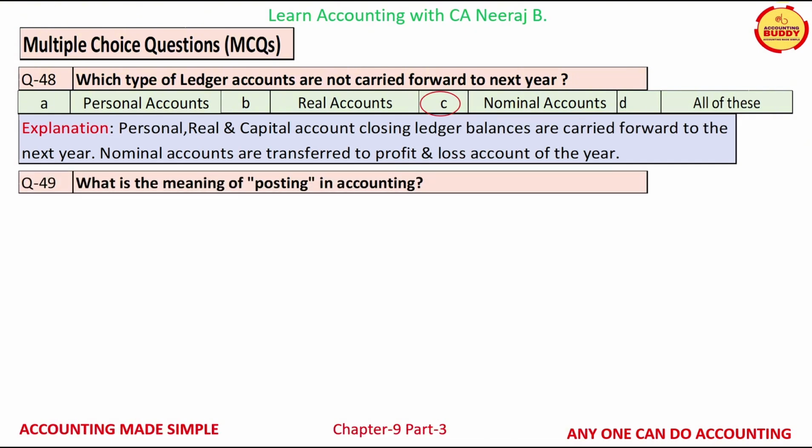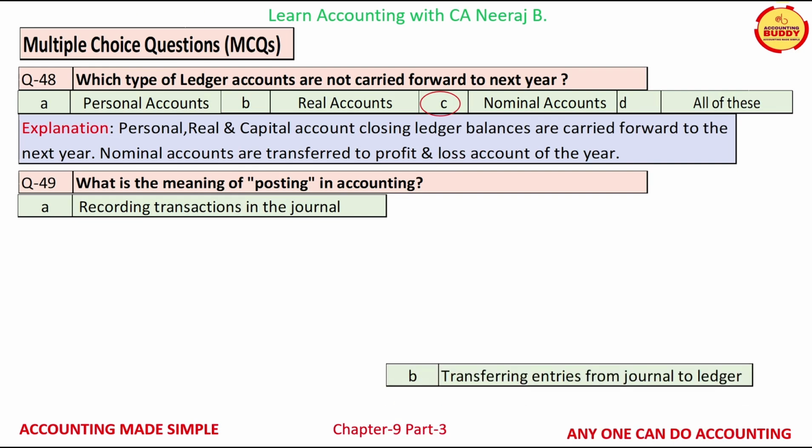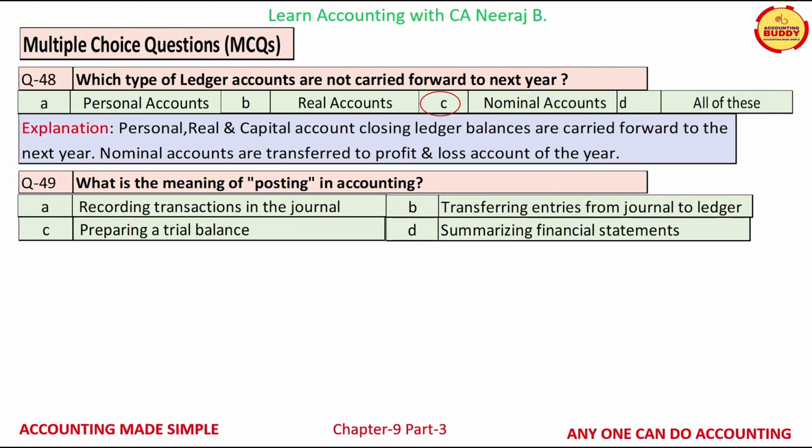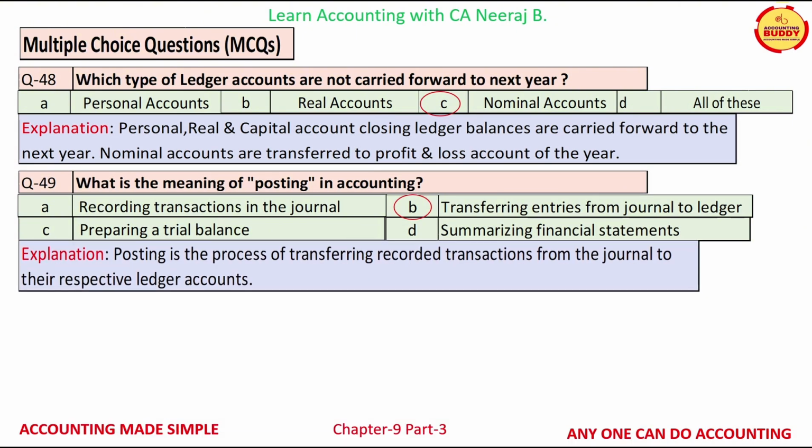Question number 49. What is the meaning of posting in accounting? And the available options are option A, recording transactions in the journal, option B, transferring entries from journal to ledger, option C, preparing a trial balance, and option D, summarizing financial statements. And the correct answer is option B, transferring entries from journal to ledger. Posting is the process of transferring recorded transactions from journal to their respective ledger accounts. Therefore, option B is the correct answer.